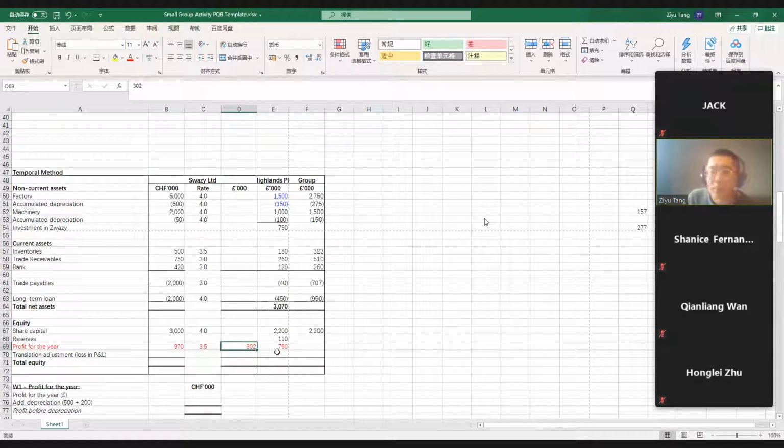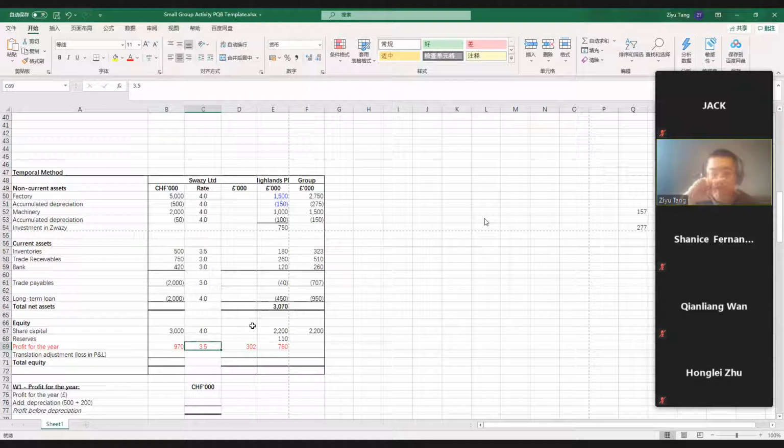It is because the assets are valued by the historical rate, but when you calculate the profit, it is by the average rate. So you need to make an adjustment, and this is a third key point.